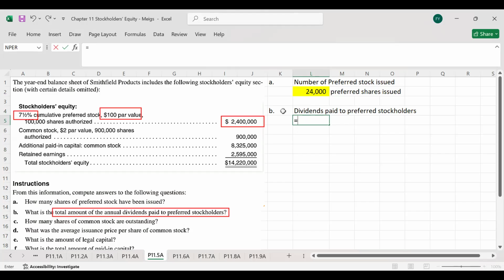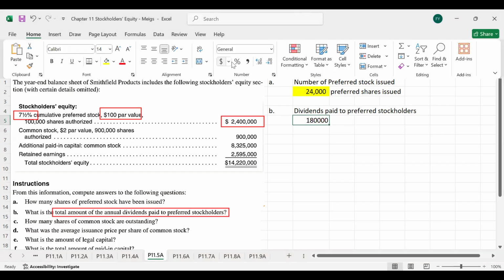You can see that the total amount of preferred stock is 24 thousand shares, or you can say 2.4 million. So on this amount, 7.5% dividend, which is cumulative. So here you can see that $180,000 is the amount of dividend.